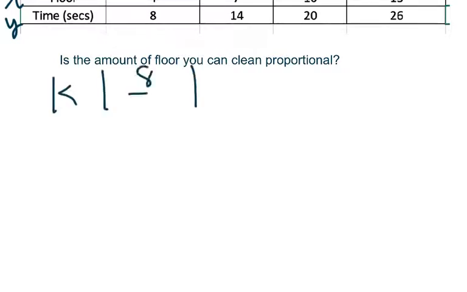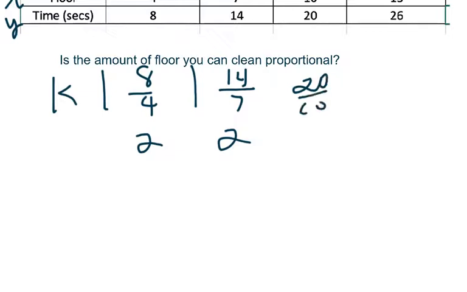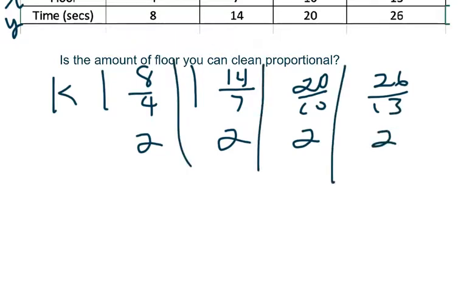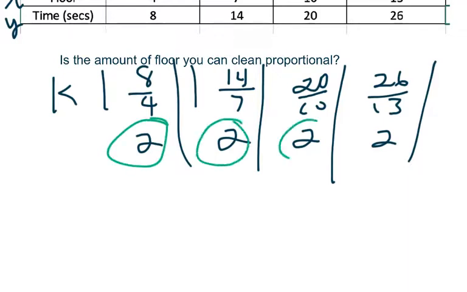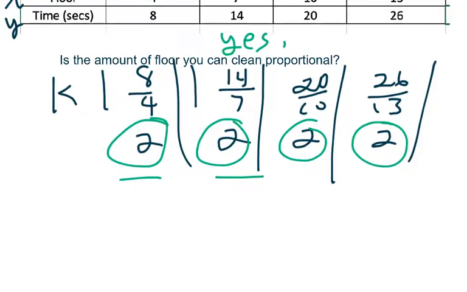The first one is 8 over 4, which gives you a K value of 2. The second one is 14 over 7, which gives you a K value of 2. The next one is 20 over 10, which gives you a K value of 2. The last one is 26 over 13, which gives you a K value of 2. If you look at all these, they all have a proportional constant of 2, 2, 2, and 2. Therefore, is the amount of floor that you can clean proportional? The answer would be yes, because all your K values are 2.